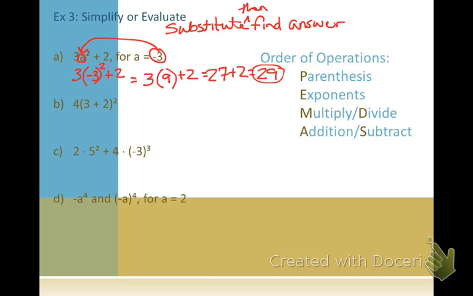Okay, B. We're going to start with parentheses. That would be 3 plus 2, so we have our 4. And then we have 3 plus 2, which is 5. And then we square it. And then you do exponents. So the squared only goes with the 5. So you would do 4 times 25, because 5 times 5 is 25, not 10. And 4 times 25 is 100.